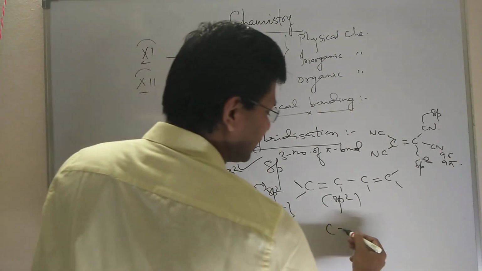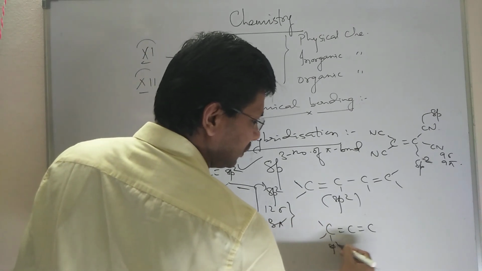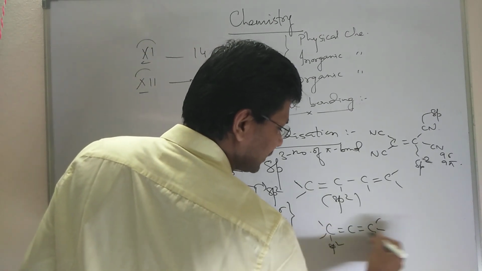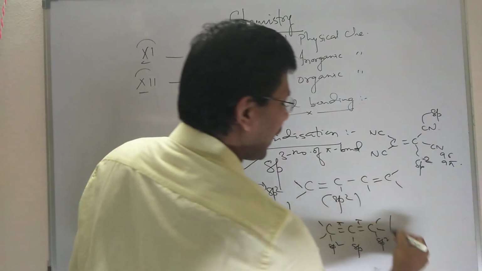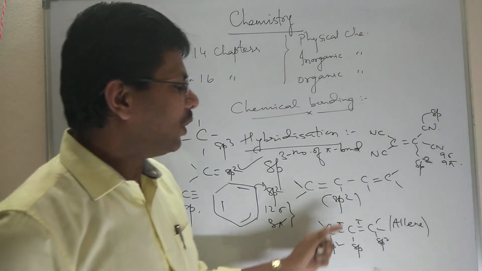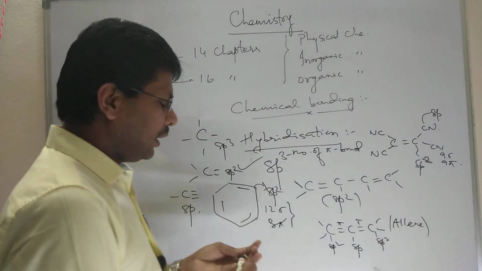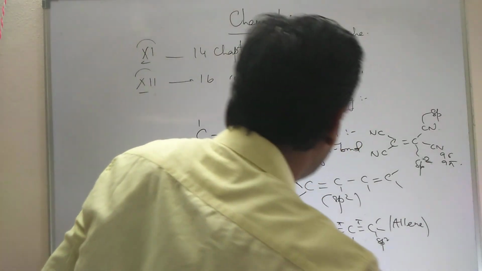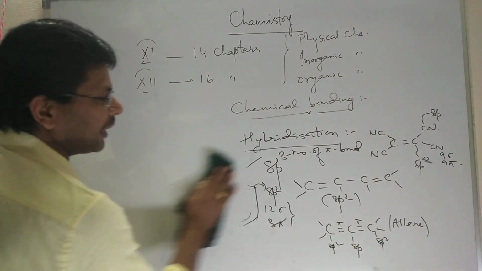Suppose in allenes they have asked a question like this. Here it is sp2, it is also sp2, but this carbon is sp because it is surrounded by 2 pi bonds. So these are allenes. In allene the central carbon is sp, not sp2. So if you keep this in mind, plus I will be discussing this for inorganic compounds also, you can easily solve the hybridization questions.